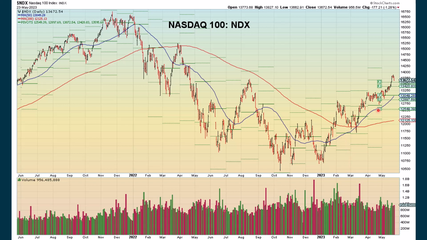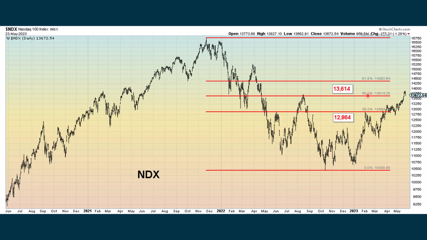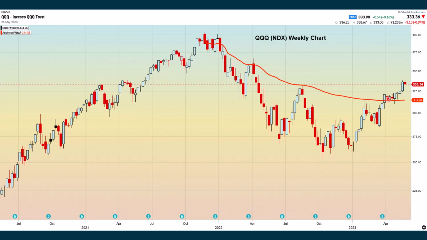The NASDAQ 100, after coming up, has now been dropping back down. Will this R2 level provide some support? The Qs have switched to neutral after being positive, and we're just barely above this 50% retracement level. That's still below current price, so we'll be watching to see if that provides some support. On a longer term basis, we're still above this anchored moving average, going back to the all-time high with the Qs.